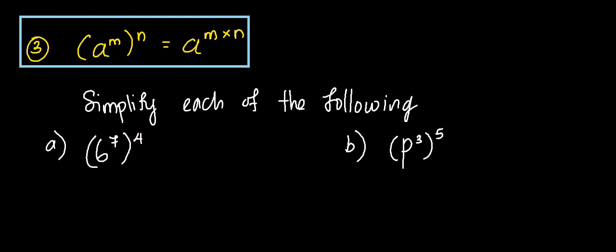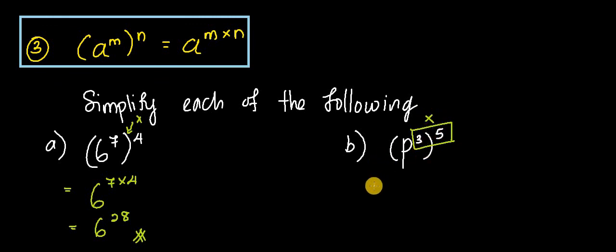So again, a bracket here means times. So how am I going to solve it? 6 power 7 times 4. We know 7 times 4 will become 28. So here your final answer will be 6 power 28. That's it. A bracket means times. Now in here, these two powers, since there's a bracket, I'm going to times them. So p power 3 times 5, and here I would get p power 15. Simple as that. A bracket, the powers you're going to times.